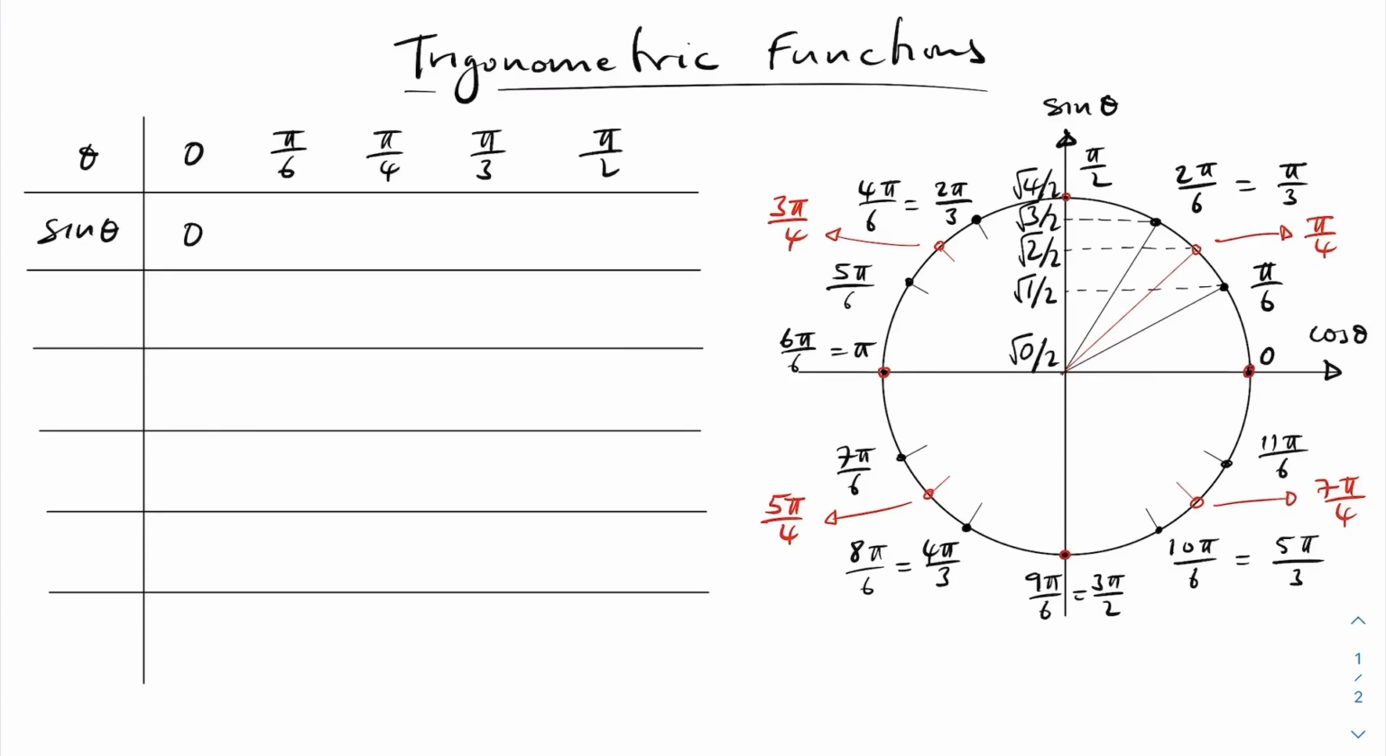The sine of pi over 6 is going to be the square root of 1 over 2, which is the same thing as 1/2. The sine of pi over 4 is going to be the square root of 2 over 2. The sine of pi over 3 is going to be the square root of 3 over 2. And finally, the sine of pi over 2 is going to be the square root of 4 over 2, which, the square root of 4 here is 2, so 2 divided by 2 will give you just 1.